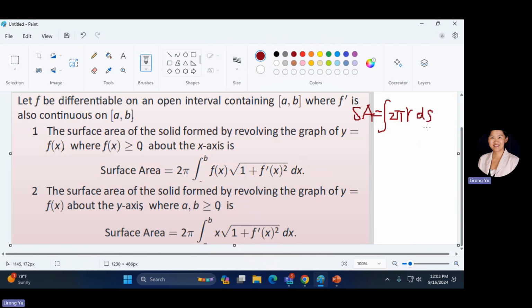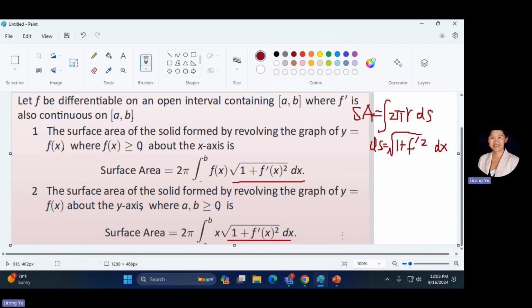Okay, and remember what was the ds? ds is equal to the root of 1 plus derivative squared, dx. So every part of it, you have the ds. That's ds. That's also ds. They all have the ds. That's ds, that's also dx.